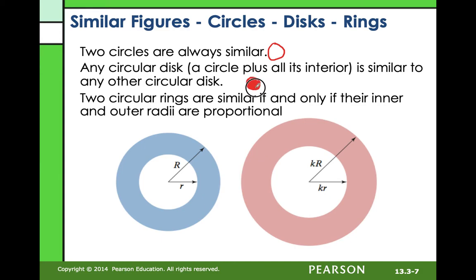The last is circular rings, and this is where you have to be a little bit more careful with what is similar. Two circular rings are similar if and only if their inner and outer radii are proportional. So by inner radii, we're looking in this case at the distance from your center to the inner part of your ring, and then same here, center to the inside part of your ring. That also has to be proportional from the center to your outer part of your ring, and then again from the center to the outer part of your ring.